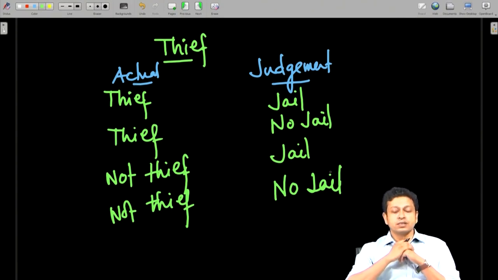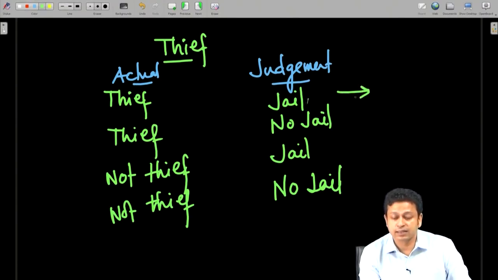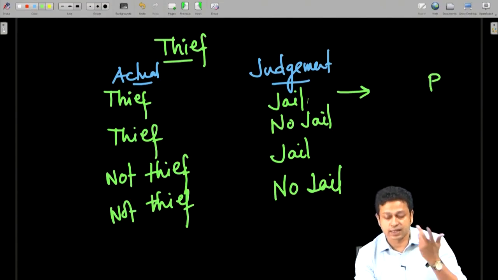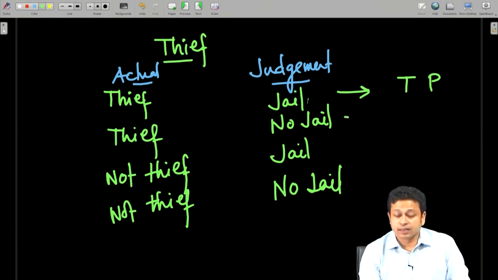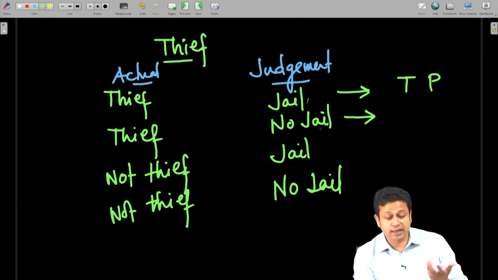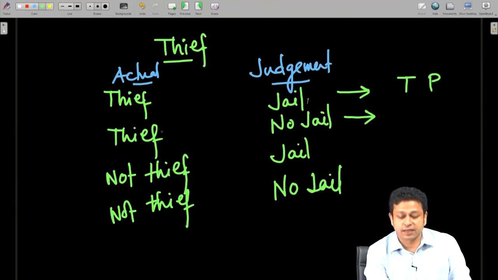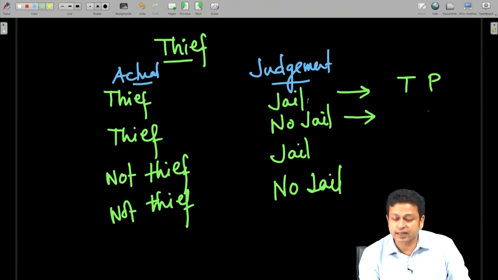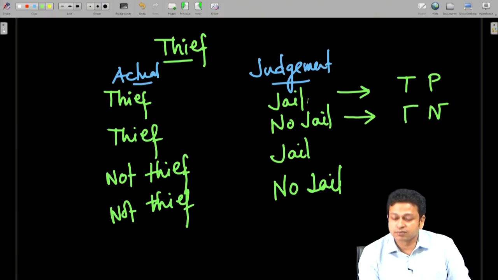So, if the person is a thief and is jailed, the action is that he is put in jail. So, the action is positive. So, something is done and the premise is correct. So, it is a true positive case. Okay. Second, no action is taken, but the person was actually a thief. So, the action is negative, but the premise is false, right.